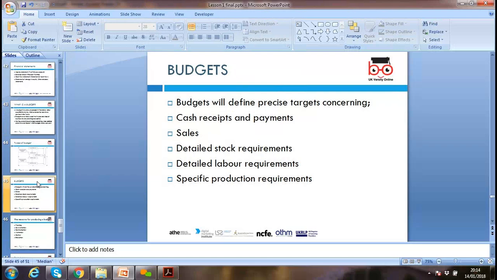A budget is defined as a precise target concerning cash receipts and payments. A budget could be a sales budget, a budget about the stock requirement, a budget about labor, or a budget about production.